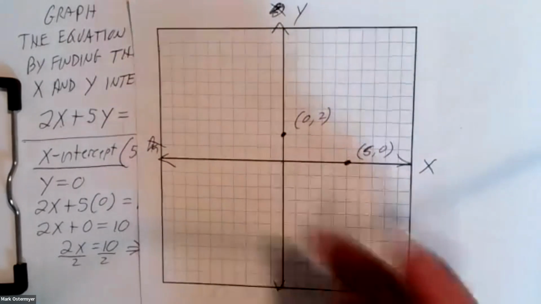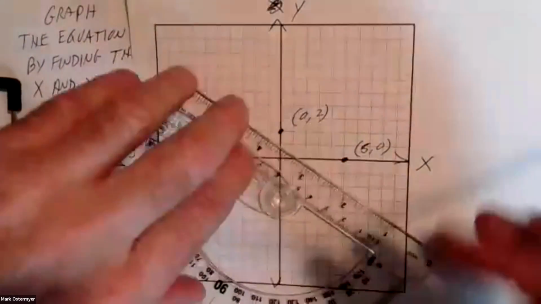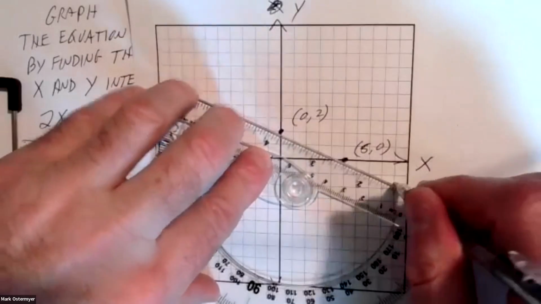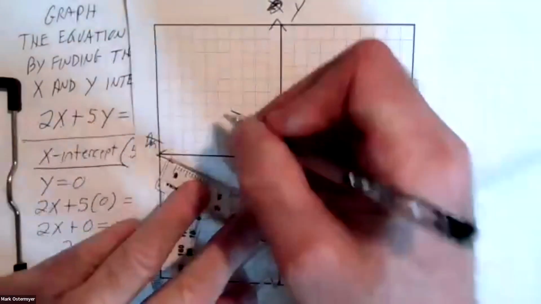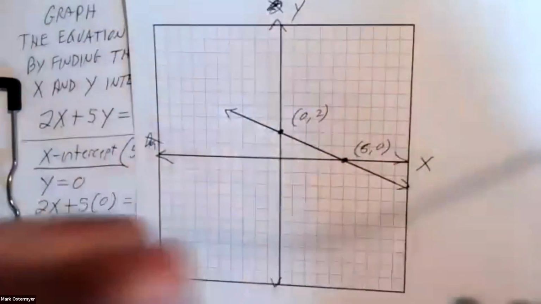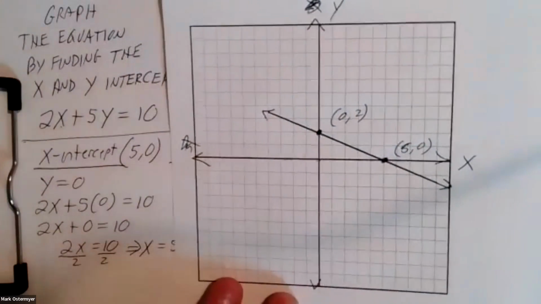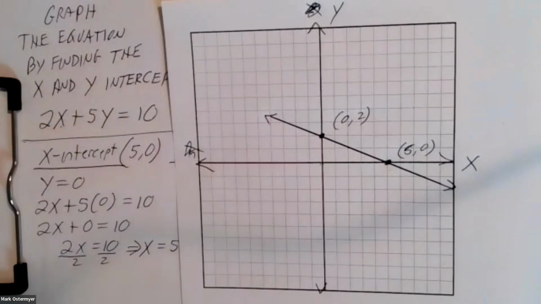Take a ruler, put a line through the points, ladies and gentlemen, and we have the graph of that linear equation. It's that simple. There's your answer. That is the graph of the linear equation 2x plus 5y equals 10. And we graphed it by finding the x and y intercepts of that linear equation. Any questions how we graph that equation by finding x and y intercepts?